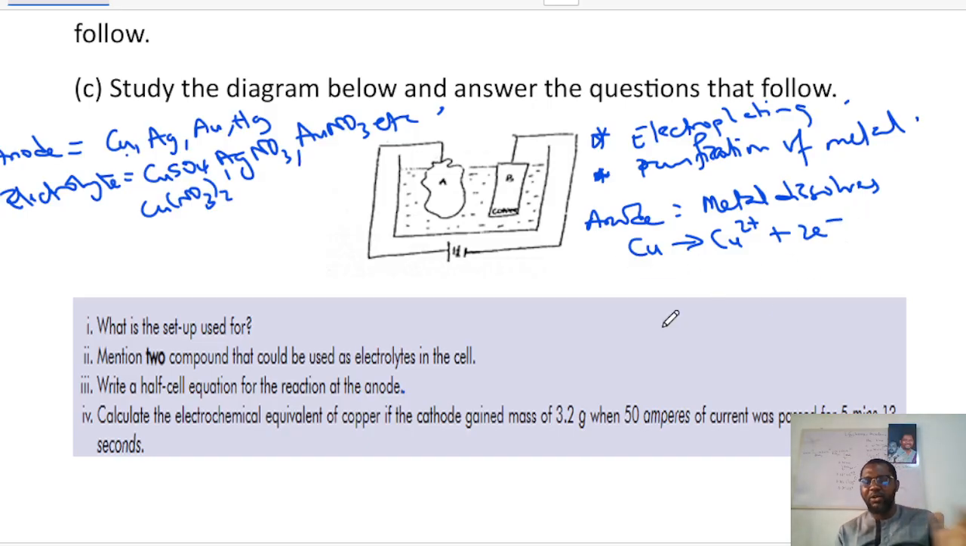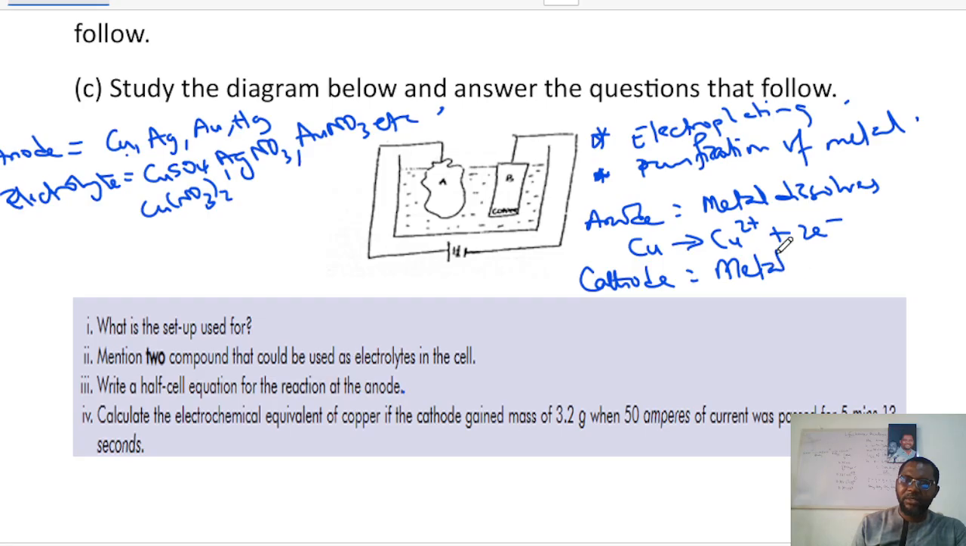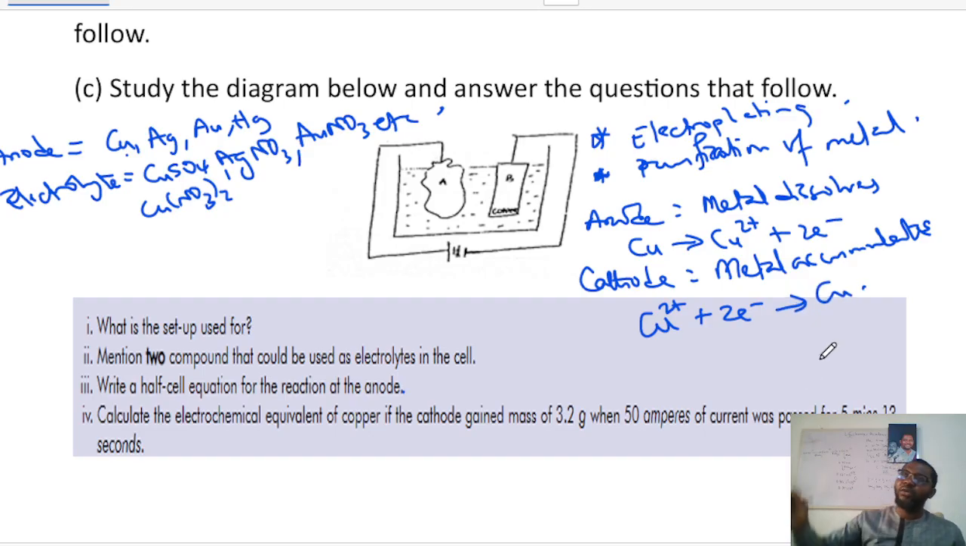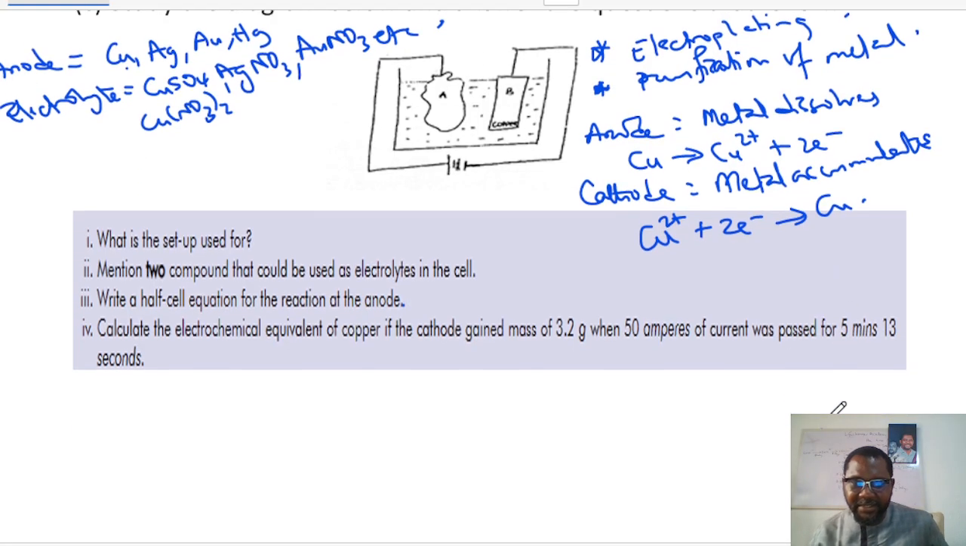The anode dissolves. The copper dissolves to become copper ion and releases electron. Then at the cathode, the metal accumulates. Accumulates means that the metal starts loading. So you're going to have the reverse of this reaction, which is the ion there takes up electrons and is deposited as metal. So the metal will leave one end and will go to the other end and be deposited. Then this is only possible if the anode is a metal that is lower than hydrogen in the electrochemical series and the electrolyte is a solution of its salt. Please do not forget that.